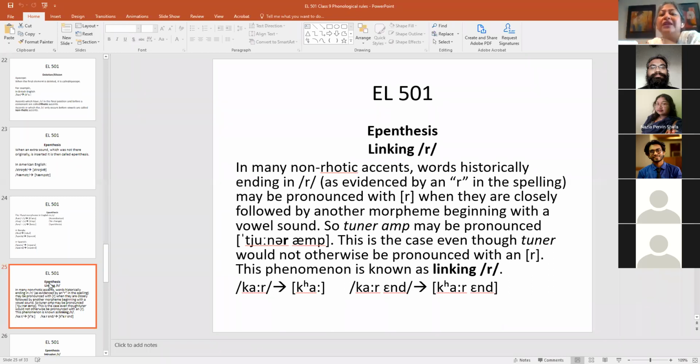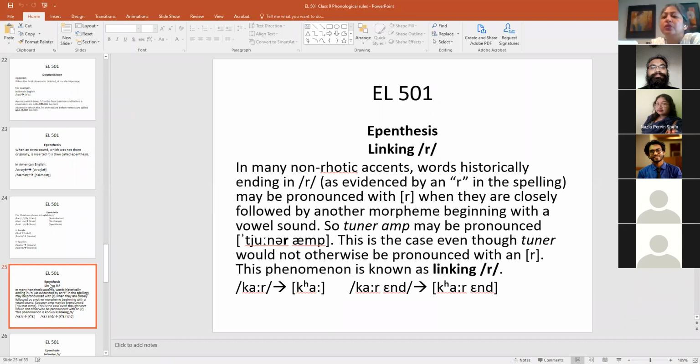So, tuner amp may be pronounced tuner amp. Now, this is the case even though if you ask them to pronounce the word just on its own separately, they will not pronounce the R sound. They will say tuna. They will not say tuner. But if you have a word like amp which starts with a vowel after it, they will say tuner amp. So this is the case even though tuner would not otherwise be pronounced with an R.